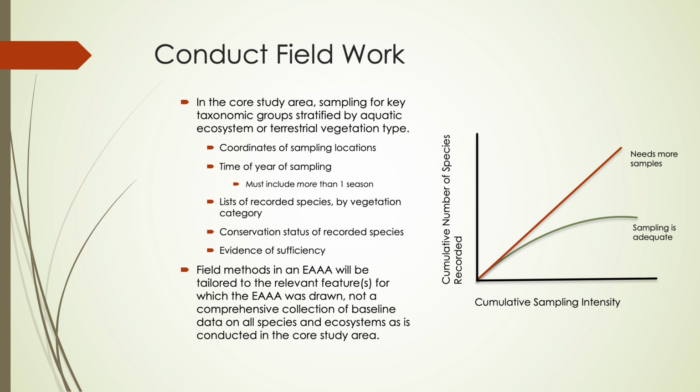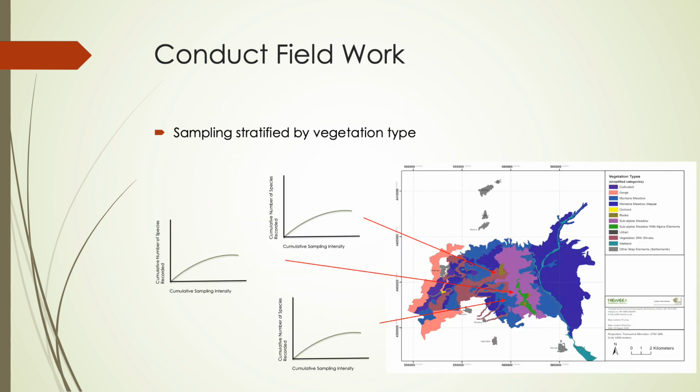4. The conservation status at the global and national level should be included. And 5. An analysis of the sufficiency of the sampling should be conducted, as shown on the right with the species area curve. As shown here, each vegetation type is sampled until the cumulative species curve begins to flatten.